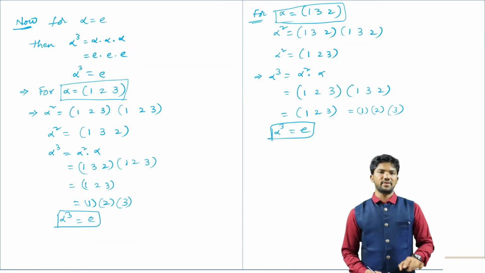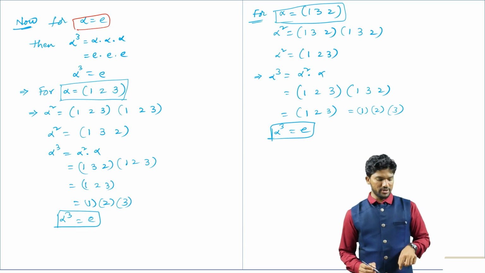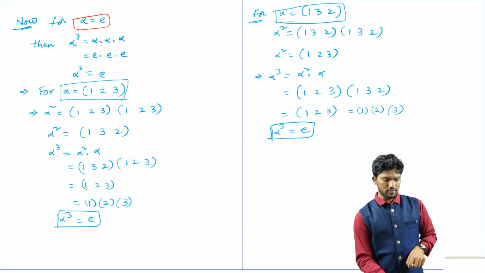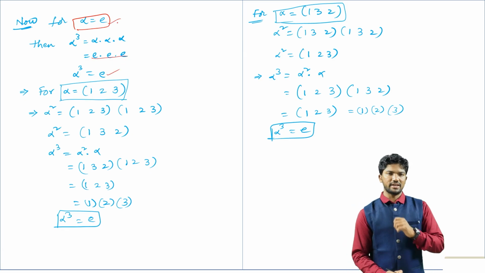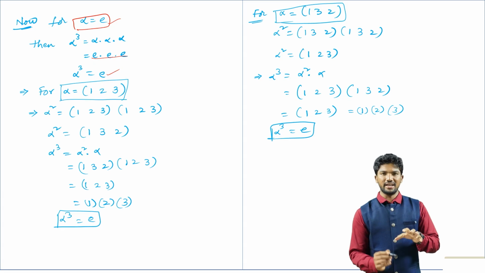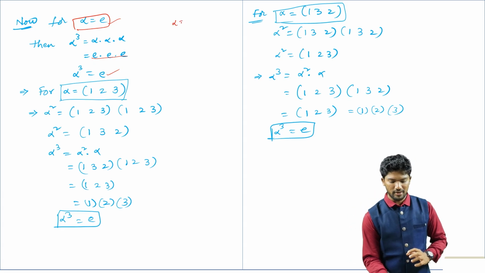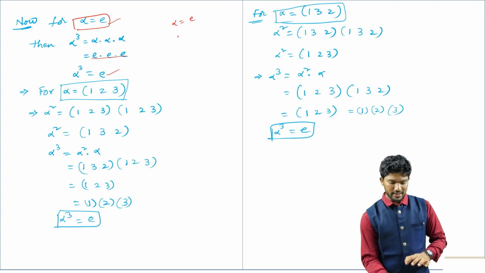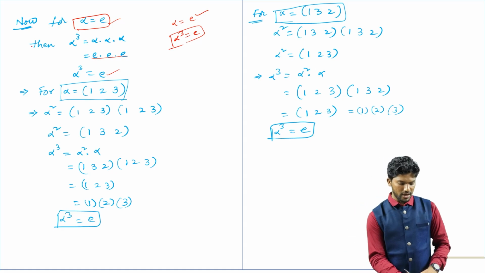Now for alpha is equal to E, I am taking alpha as the identity permutation. Then alpha cube is equal to alpha into alpha into alpha, E into E into E. Then alpha cube is equal to E. Why am I taking alpha is equal to E? If you take the identity element, then its cube also will become identity. This is the first element, you can give it the number 1.